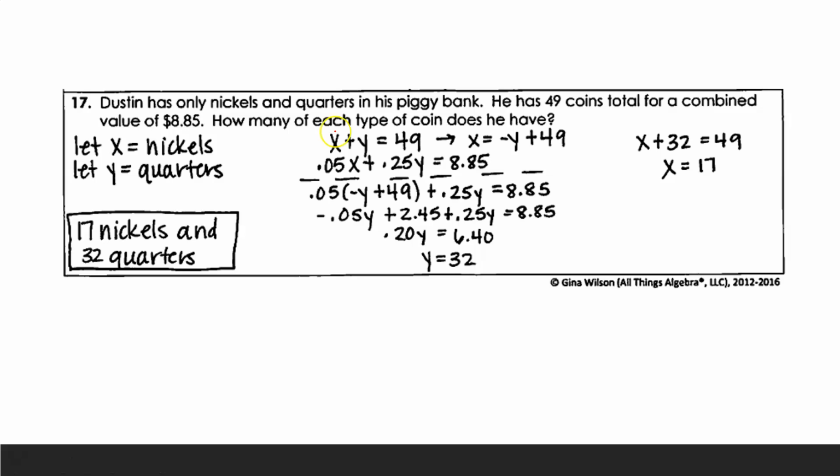Well, total coins, nickels and quarters, is 49 coins. Here you have to put the value, 5 cents for the nickels, 25 cents for the quarters, for a total of $8.85. We isolated x here, and then we plugged it in right there and solved for y, which is 32 quarters. Then you're going to plug your y back in up here to get your 17 nickels.